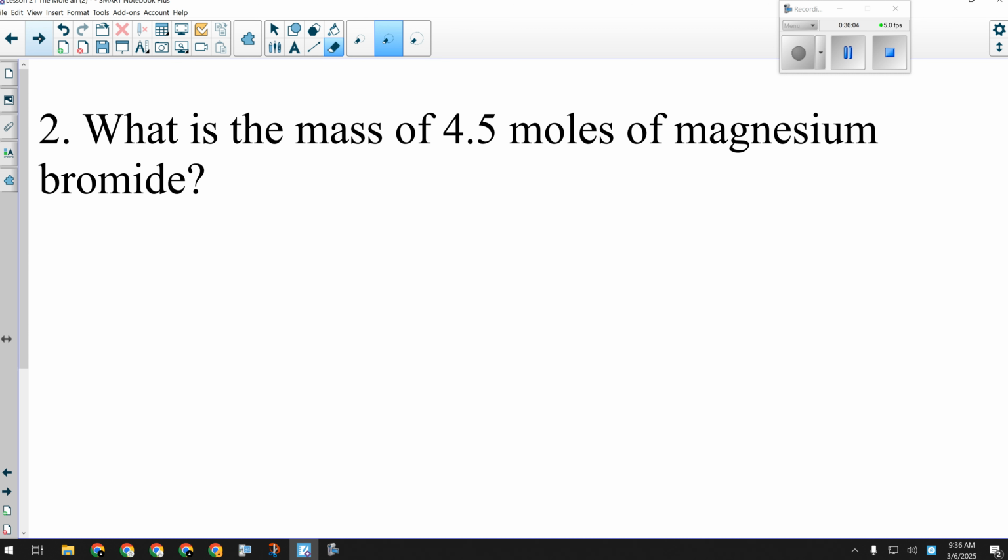This is a type 2 problem. So same thing. We want to write down our givens first. Starts out with what is the mass? What am I looking for here? Little m or big M? Little m. Big M is molar mass, right? So I'm looking for little m here. What is the mass of 4.5 moles? What did they give me there? Moles, which is n.